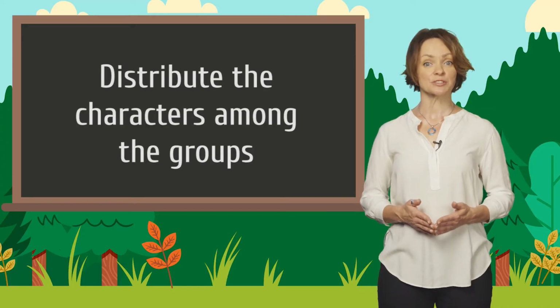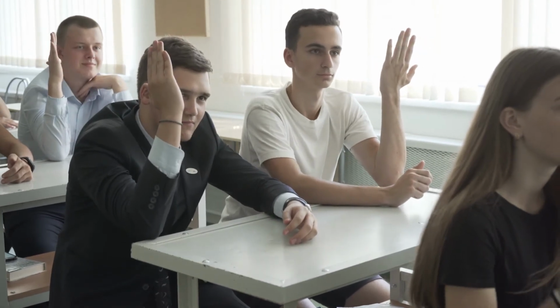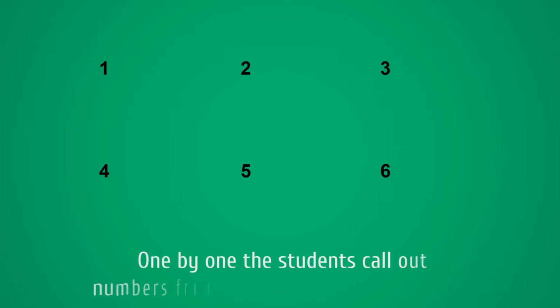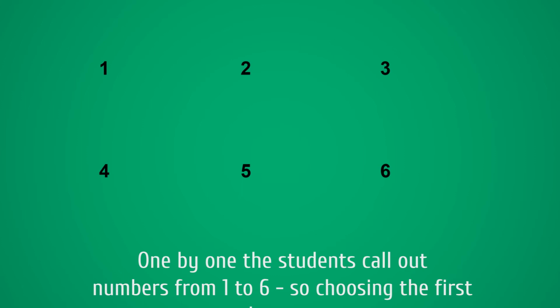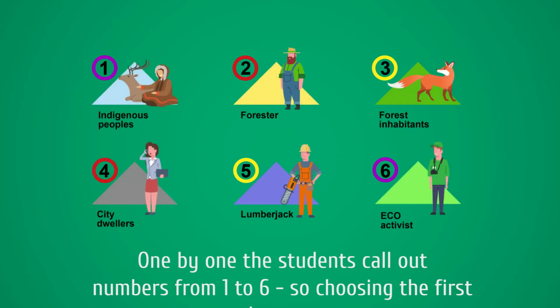First of all, distribute the characters among the groups. One by one, students call out numbers from 1 to 6, so choosing the first character. Then again, one by one, they call out a number from those that are left from the first round, so choosing the second character. Once each group has chosen 2 numbers, press the Enter key so that the portraits of the characters appear on the screen.